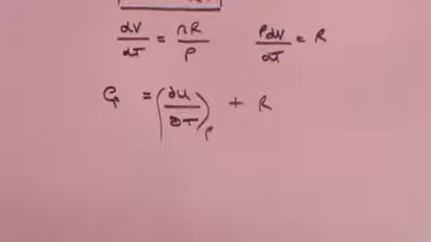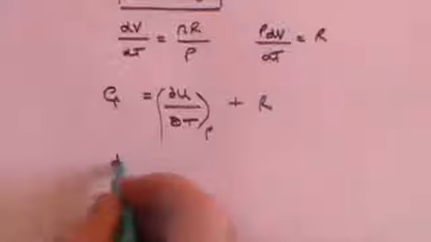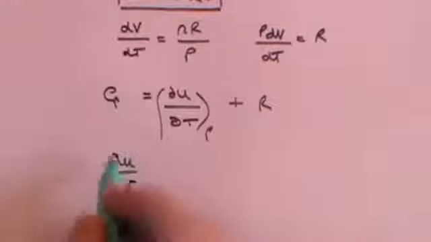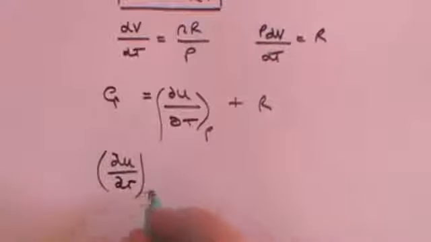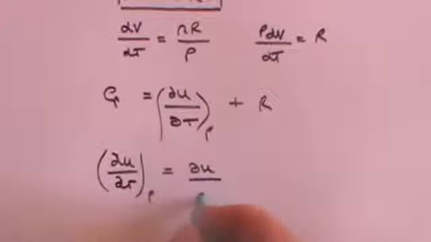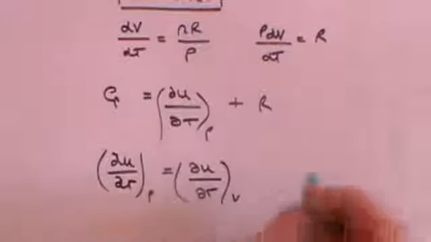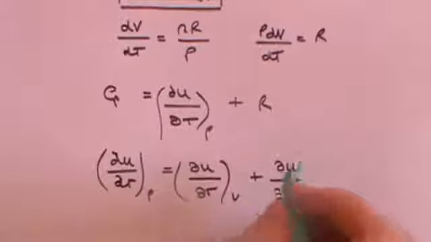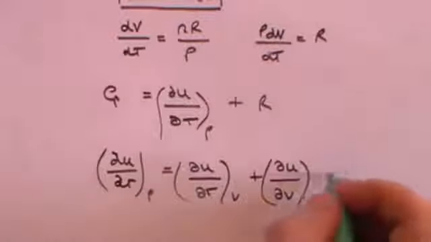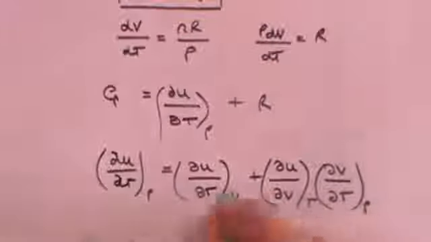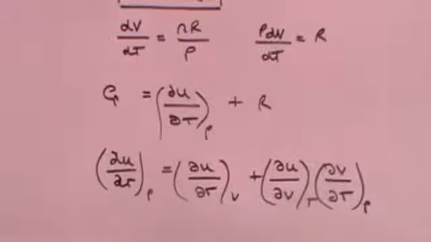And the chain rule says that you can expand dU/dT, these should be partials of course, at constant pressure, that equals dU/dT at constant volume plus dU/dV at constant temperature times dV/dT at constant pressure. That is called the chain rule, and that's a well-established mathematical term.